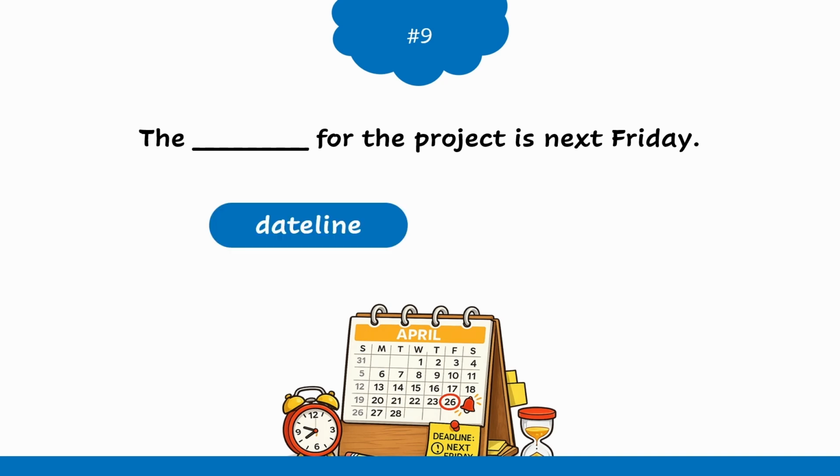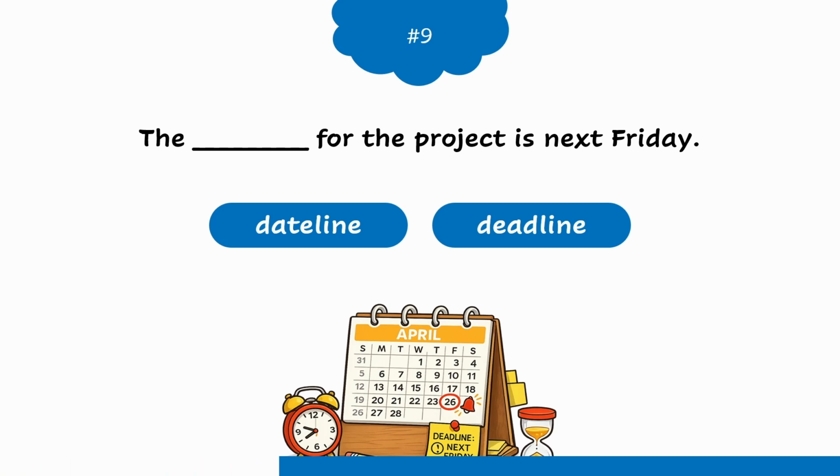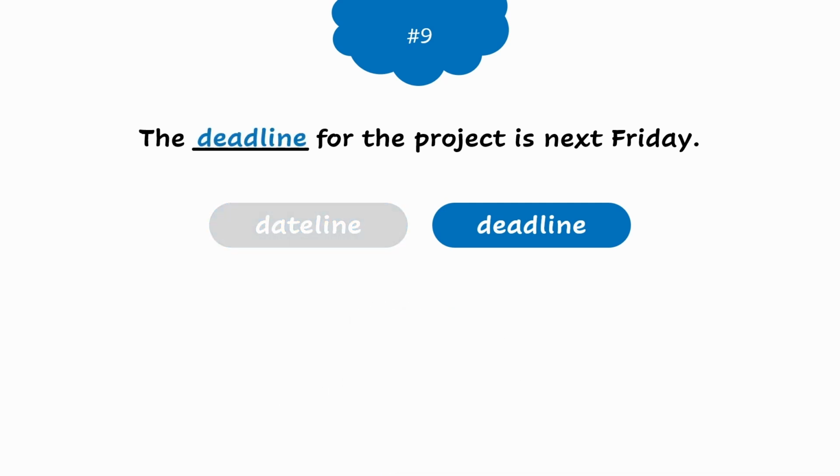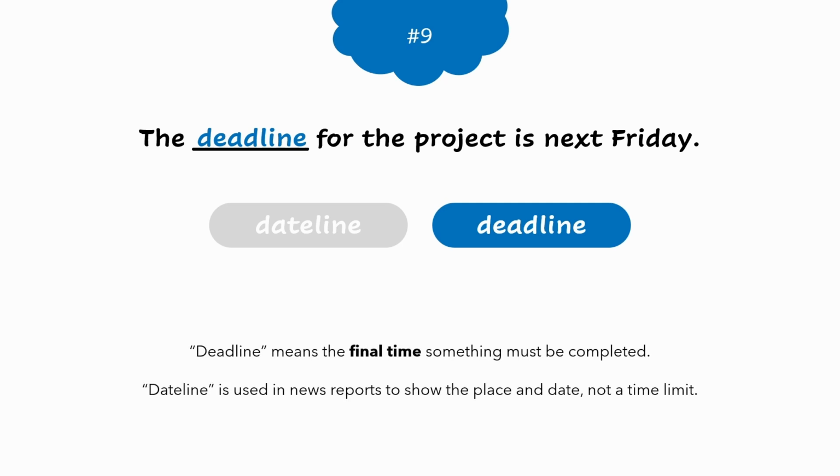The ___ for the project is next Friday. The correct answer is, the deadline for the project is next Friday. Deadline means the final time something must be completed. Dateline is used in news reports to show the place and date, not a time limit.